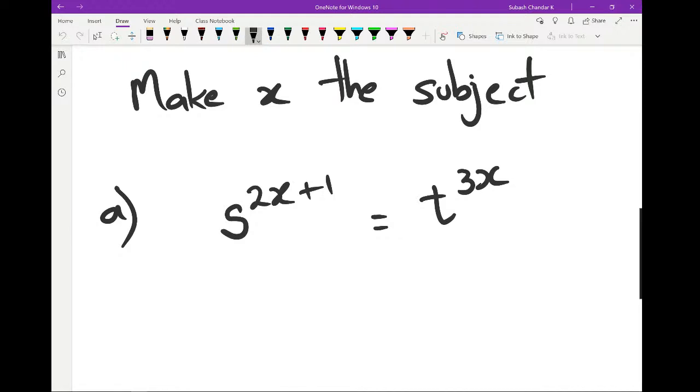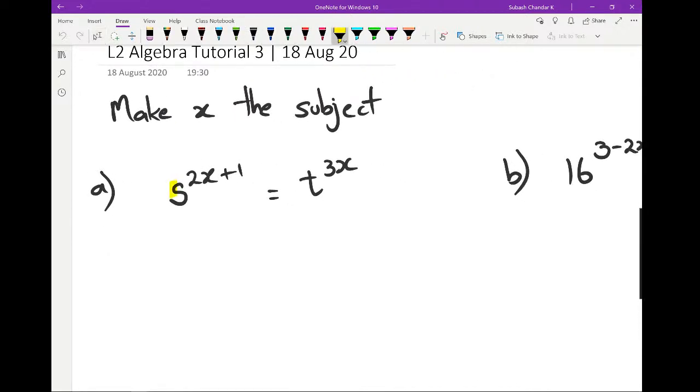So the first step I have to do is logs, because the problem with this question is when you look at the bases, this is a letter and this is another letter. So we can't really do anything with these two things because we can't find a relationship between them. So we'll have to take logs of both sides.